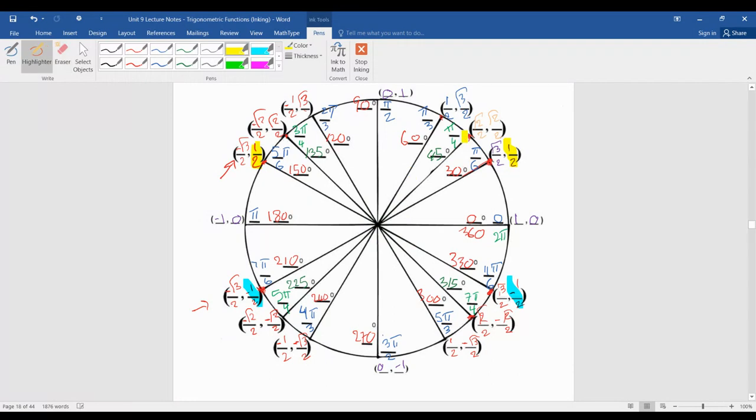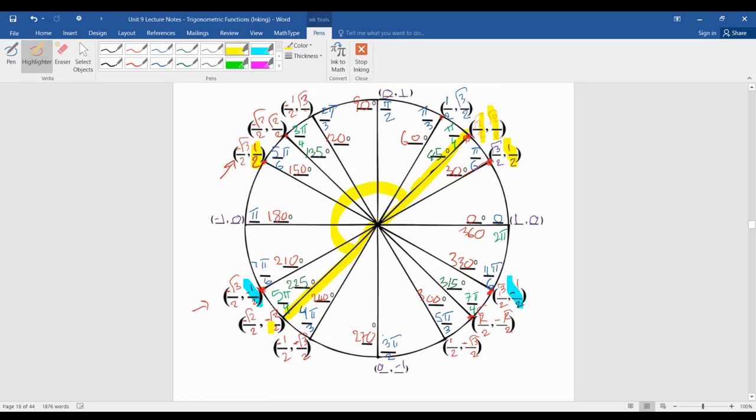So let's say tangent of pi over 4. This is pi over 4. Tangent of pi over 4 is root 2 over 2 divided by root 2 over 2, which is 1, because it's y over x. If I add 180 degrees, it will be this one over here.